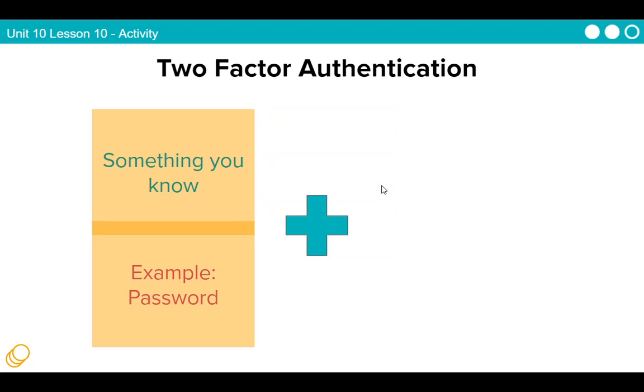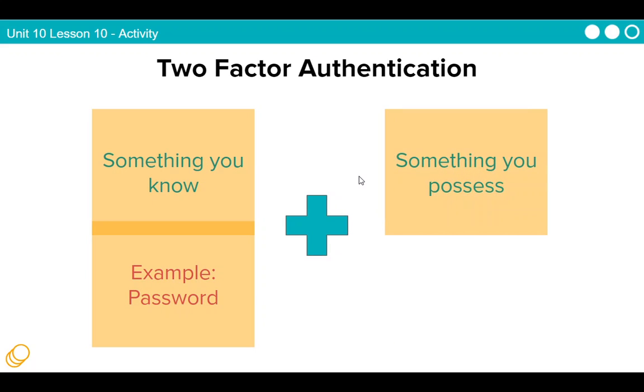So that's single. Now, two-factor is just 2 of those. And a lot of this you'll probably see is one of the big things. Something you know, you type in a password, and then something you possess, they text you a code. That code is not something you know. It's something you have because that code went to your phone. You have your phone with you. You possess your phone.